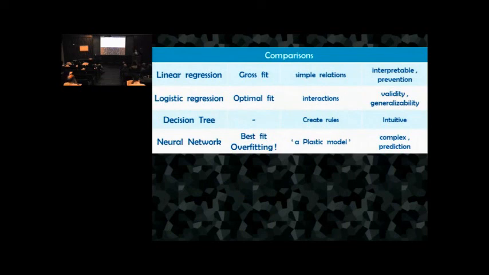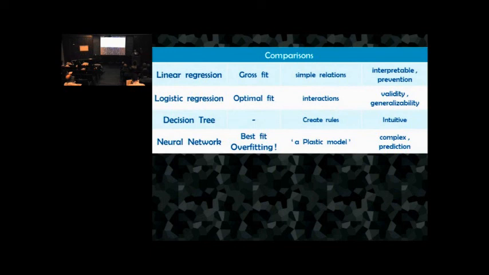You are probably well informed of linear regression, in which we are looking for some gross fit. There is one dependent variable and one independent one, and the good thing about linear regression is that the relation is quite simple and could be interpreted easily, even clinically or epidemiologically. And the relationship that might be discovered could be used for preventive purposes, not just prediction.